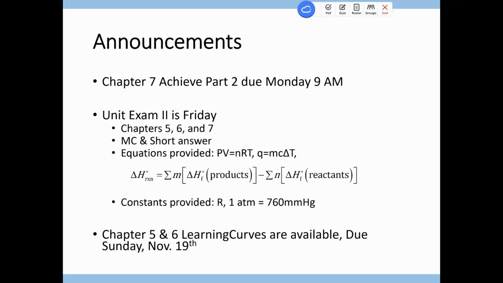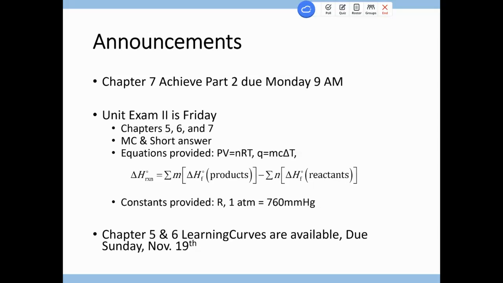You are provided the same periodic table sheet. So you have PV equals nRT, you have Q equals MC delta T, and you will have delta H, the change in enthalpy of a reaction, is equal to the sum of the enthalpy of formation of each product times its coefficient, minus the sum of the enthalpy of formation of reactants times their coefficient. So all of those will be provided.